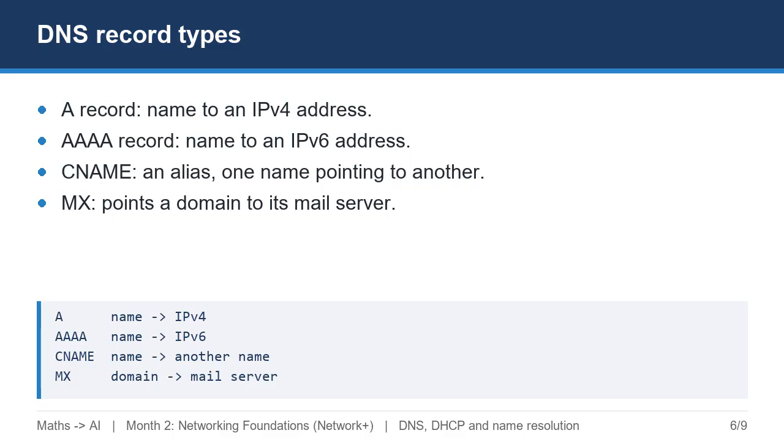DNS stores different record types, and you should know the main ones. An A record maps a name to an IP version 4 address. A Quad A record does the same for IP version 6. A CNAME record is an alias, one name pointing at another name. And an MX record points a domain to its mail server. When email won't deliver, the MX record is often where you look first.